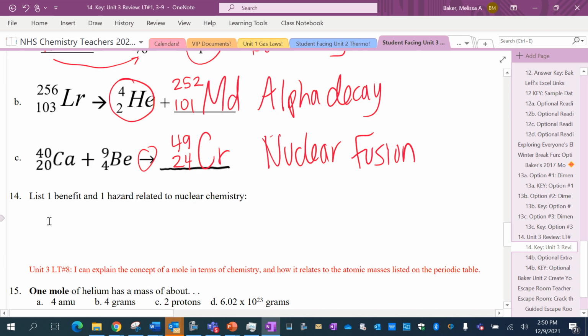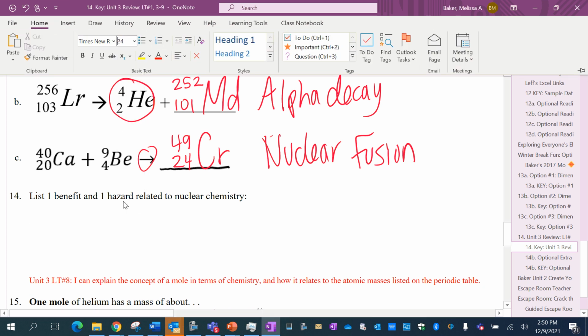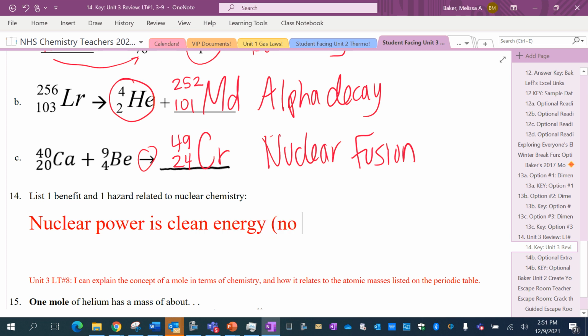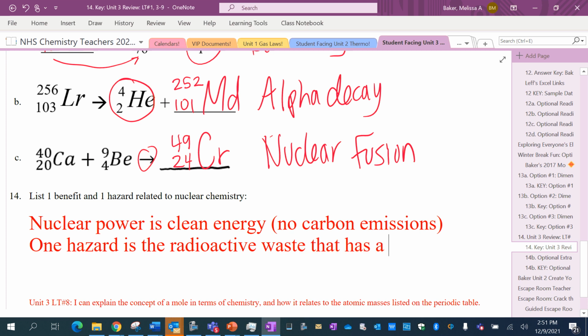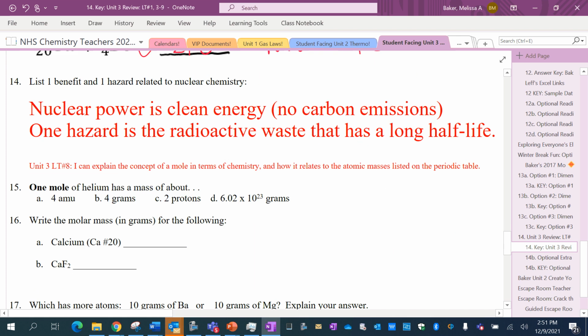List one benefit and one hazard related to nuclear chemistry. Let's see. Nuclear power is clean energy, no carbon emissions. One hazard is the radioactive waste that has a long half-life. So it takes a long time for it to become safe to be around.